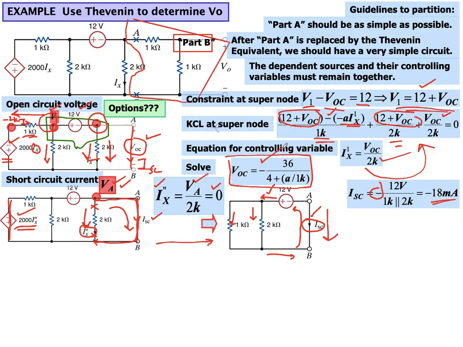So we have got V open circuit, and we have got I short circuit. We take the ratio of the two to find R Thevenin.